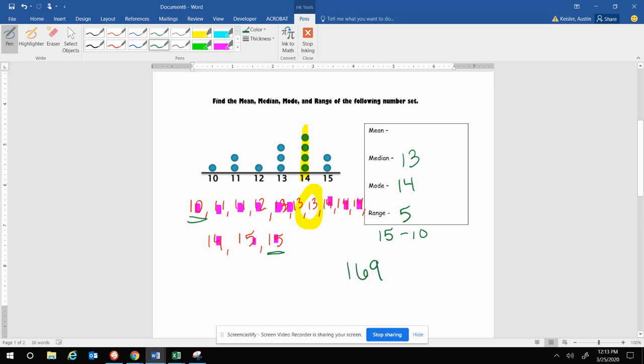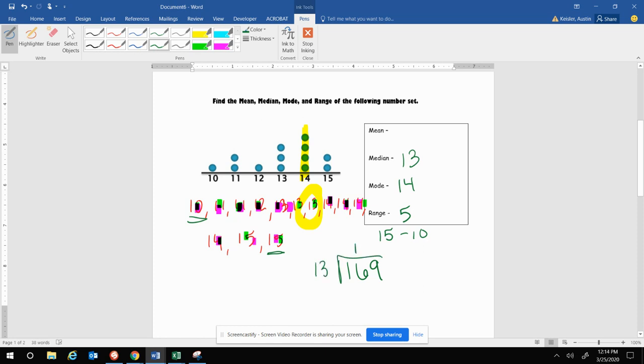169. And then remember to figure out what I need to divide by, I'm just figuring out how many numbers there are. And there's 1, 2, 3, 4, 5, 6, 7, 8, 9, 10, 11, 12, 13 numbers that I would add up to get 169. So I'm going to do 169 divided by 13.